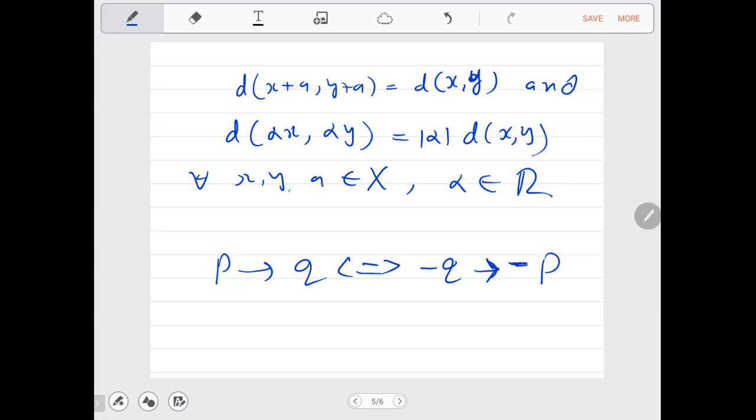So this metric is defined on the vector space, and it is not induced by any norm. We will not talk about metrics on sets which are not vector spaces, so keep that aside. We are talking about metrics which are defined on vector spaces. Those metrics are not induced by norm if they do not satisfy these two properties.